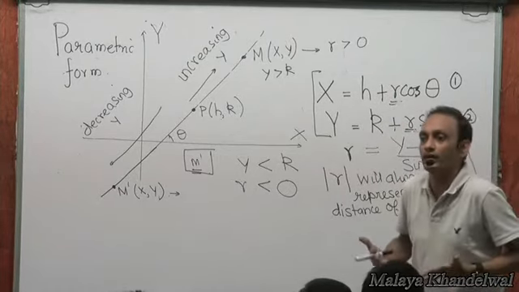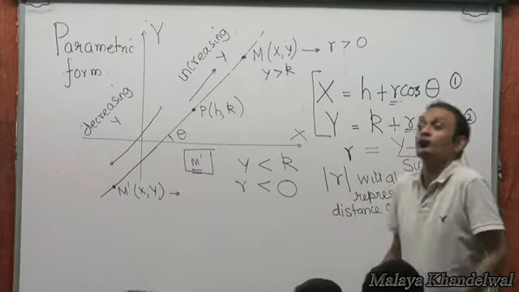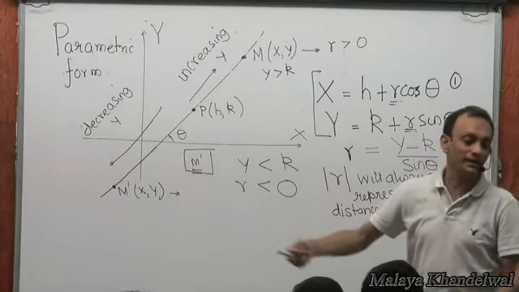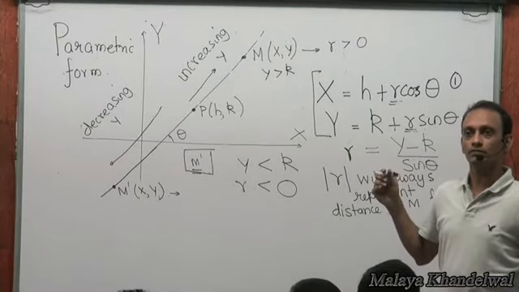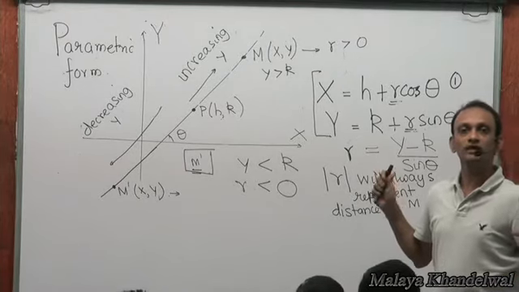Mod r has a meaning. The meaning of mod r is the distance between M and P. That's the meaning of mod r. That's all. Do you understand this fact?